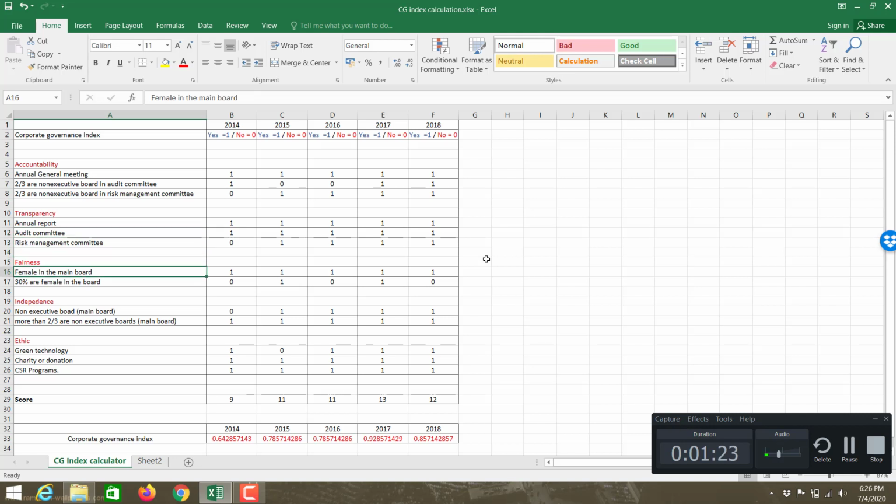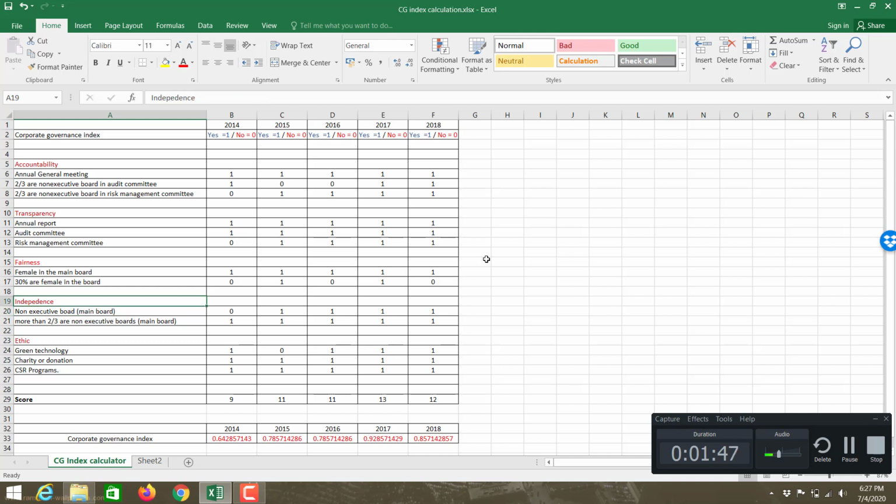For fairness, we look at female in the main board. Do they have any female in the main board? But remember, the difference between the main board and the subcommittee is that the main board consists of executive and non-executive directors, the CEOs, and the chairman. And whether they have 30% female in the main board.